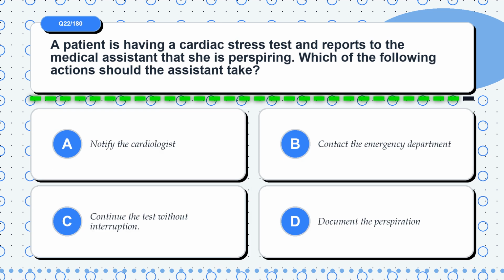Question 22. A patient is having a cardiac stress test and reports to the medical assistant that she is perspiring. Which of the following actions should the assistant take? Here are the options. Option A, notify the cardiologist. Option B, contact the emergency department. Option C, continue the test without interruption. Option D, document the perspiration.